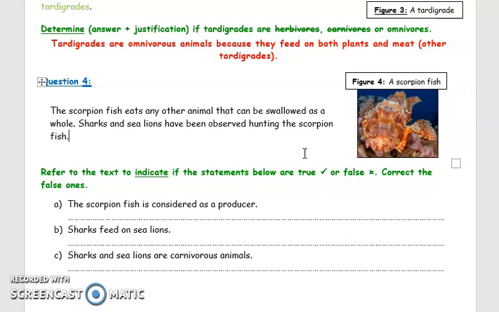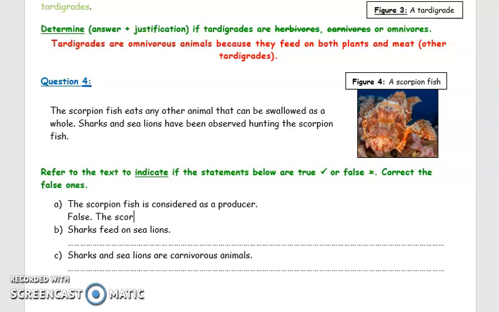The scorpion fish is considered as a producer. This is wrong. Animals are not producers. They cannot go through photosynthesis to produce their own food. Green plants are almost the only producers on Earth. So this is false.